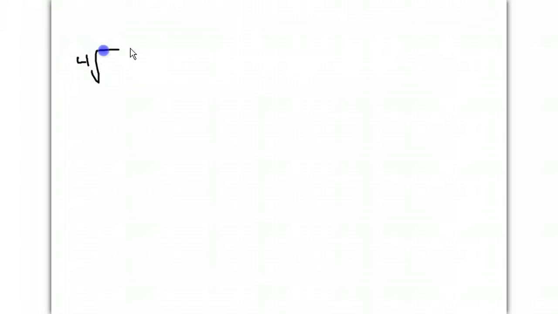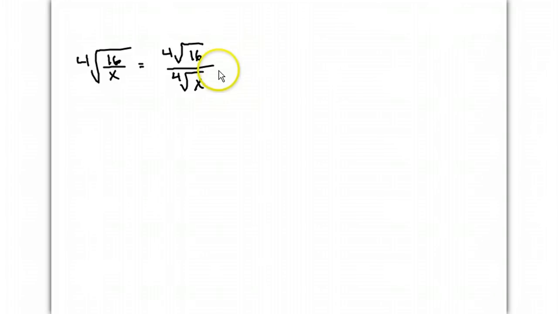The fourth root of 16 over x. What that means is you have the fourth root of 16 divided by the fourth root of x. Well, this is a fourth root, so that means you need 4 things under there for it to go away. So you need to multiply by the fourth root of x to the third, because you have 1 x, you just need 3 more. And so whatever you do to the bottom, you must do to the top.